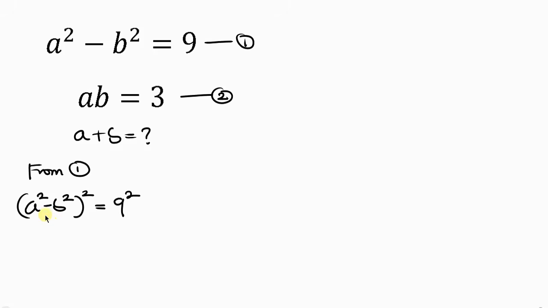Now see that the left hand side is of the form x minus y all raised to the power of 2. And this has an identity of x squared plus y squared minus 2xy. So we're going to be writing this in this form. But notice that our x stands for a squared and our y stands for b squared. Now let's write this like this.